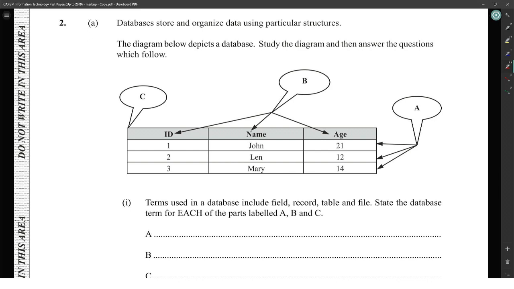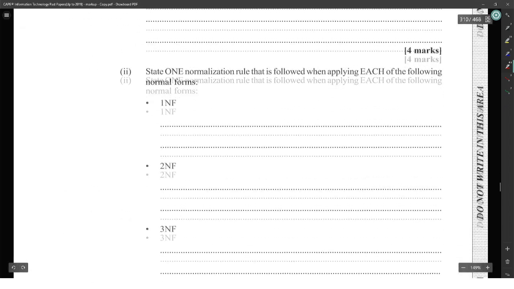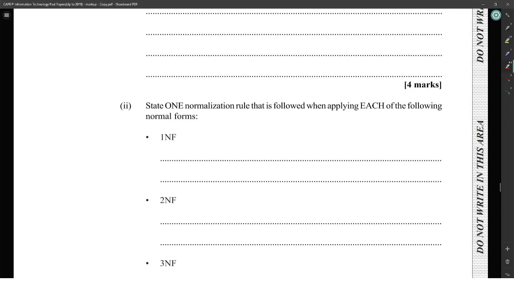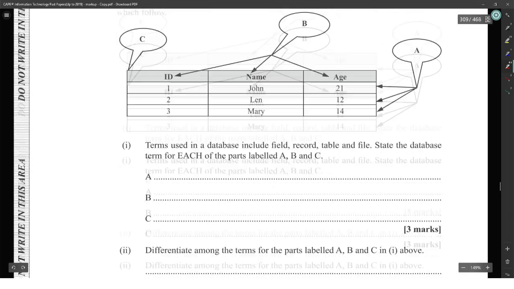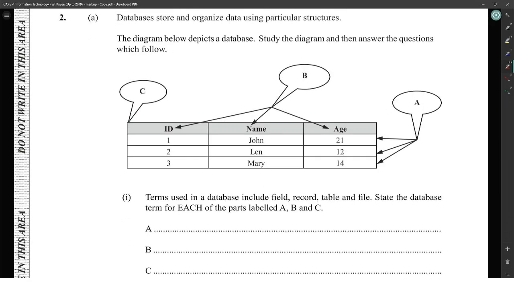Let's go to number two. Databases store and organize data using particular structures. The diagram below depicts a database. Study the diagram and then answer the questions which follow. Oh, I got a nice database question. Do they ask any weird normalization? Look, state one normalization rule. You get three here, right in 2018.